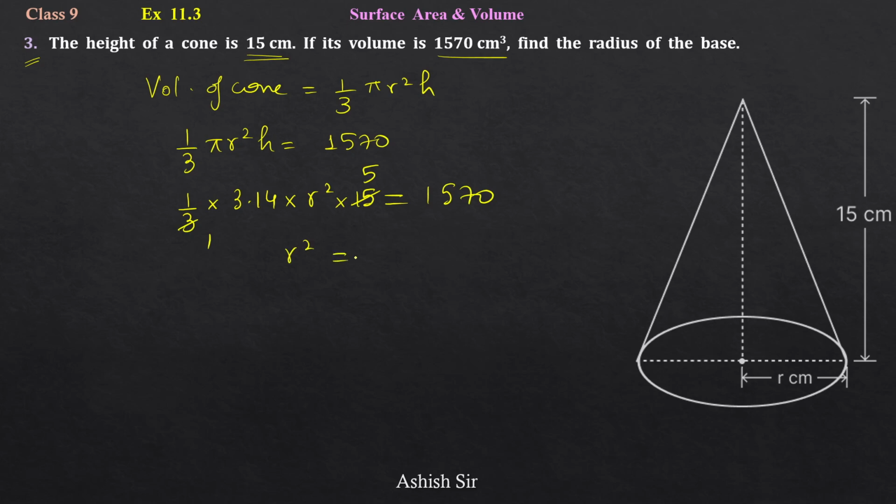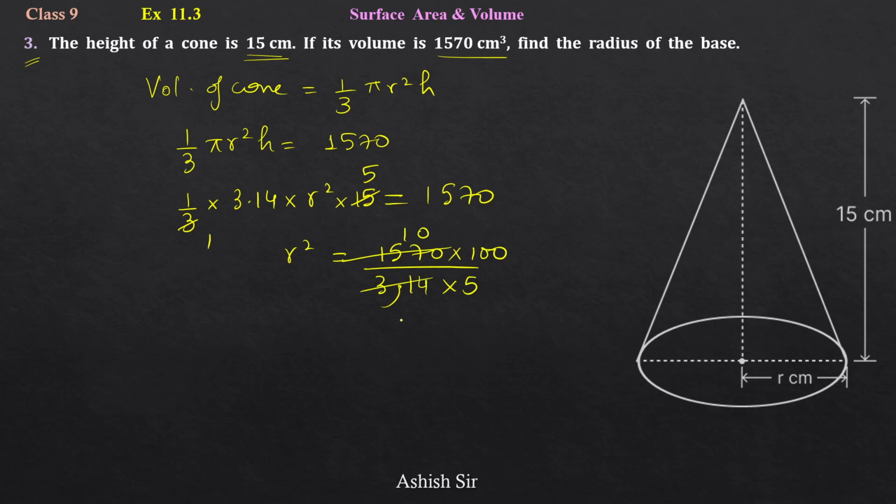Now we can see that by doing cross multiplication, r square is equals to 150 upon 3.14 into 5. Now we just remove the decimal and place 100 here. Now what do we find here?